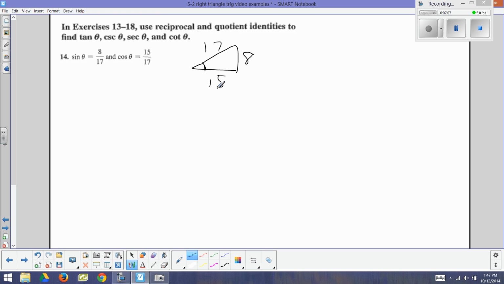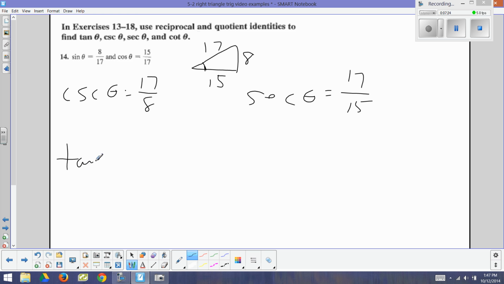So sine is 8/17. Cosecant of theta is the reciprocal of that. Cosine is 15/17. So secant of theta is the reciprocal of that. Tangent of an angle: remember, besides TOA, opposite over adjacent, it's also equal to sine over cosine. But I could just do it, if I want, opposite over adjacent, which is 8 over 15. And cotangent is the reciprocal of that, 15 over 8.